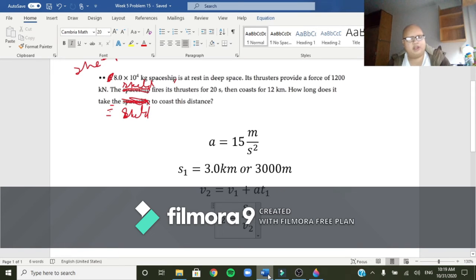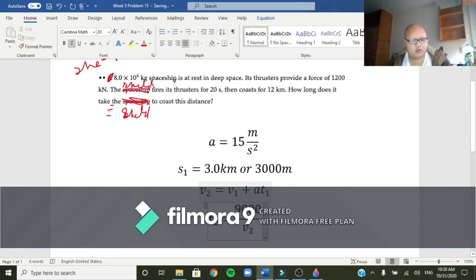So the lights are out. Before I go back to electrical to fix the lights, we need to find how long it takes for the ship to coast the 12 kilometers after the thrusting of the 3 kilometers. In order to do that, we need an equation for time, which is time two equals distance two divided by velocity two. Distance two is just 12 kilometers minus the 3 kilometers, so it's 9,000 meters, to stay in SI units.